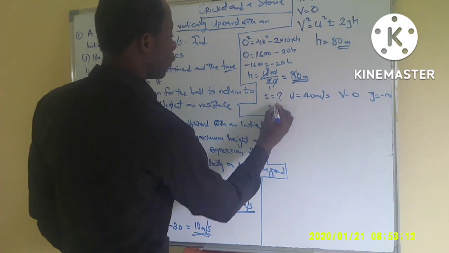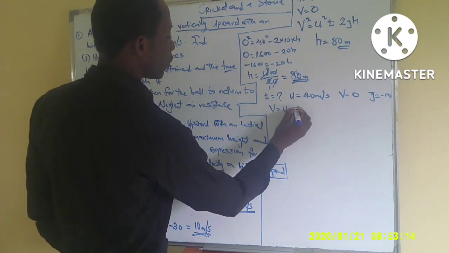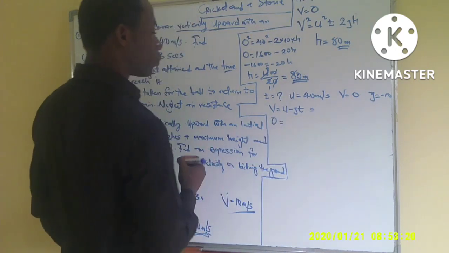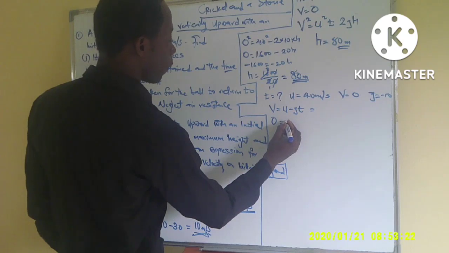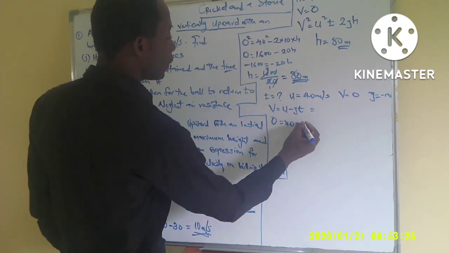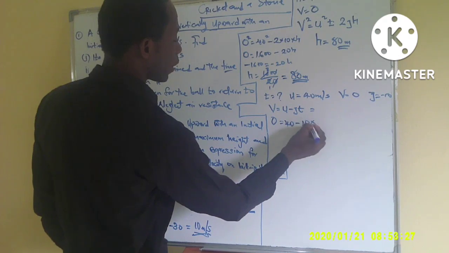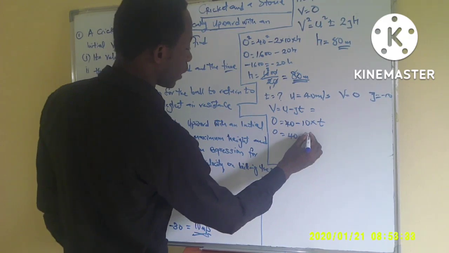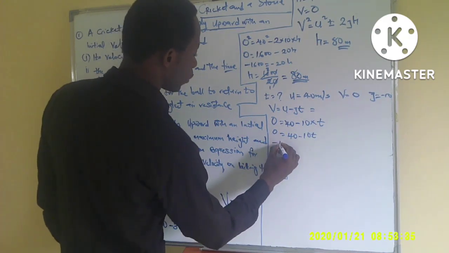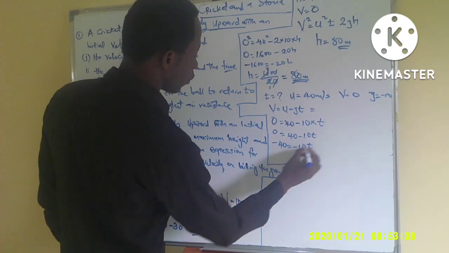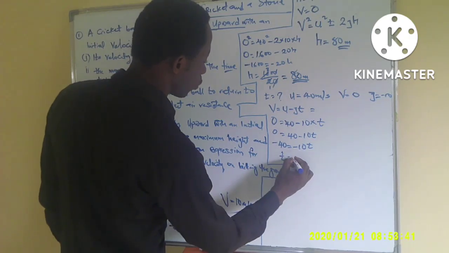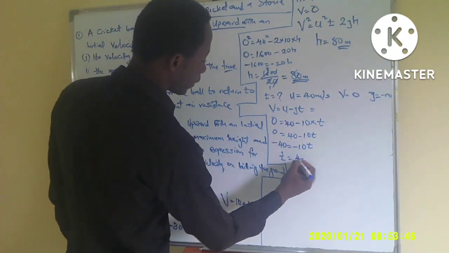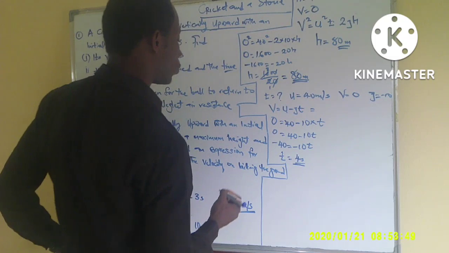So let's use equation 1. V is equal to u minus gt. So v is what? It's going to be 0 is equal to what? U is 40, minus g is what? G is minus 10 times t. We don't know t. So 0 is equal to 40 minus 10t. So collect like terms, it's going to be minus 40 is equal to minus 10t. So divide both sides by 10. T will be equal to what? 40 divided by 10 to give us 4 seconds. Yes, 4 seconds.